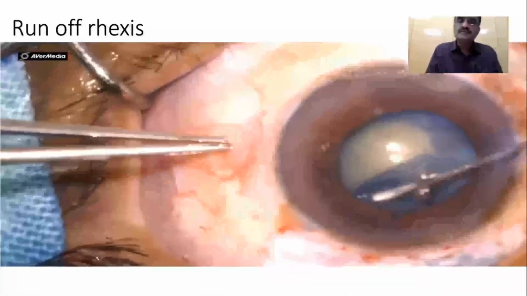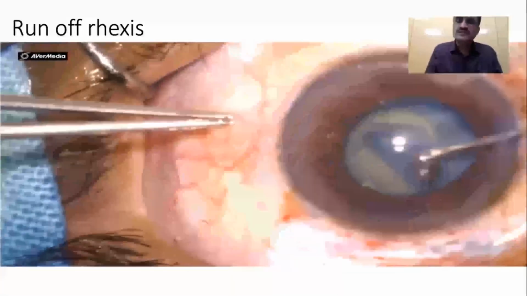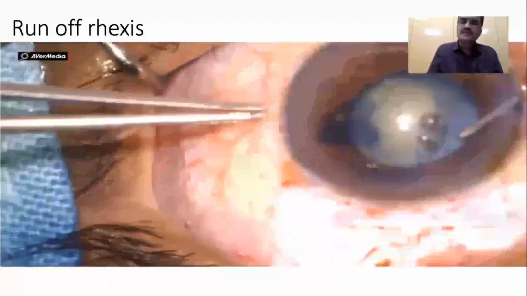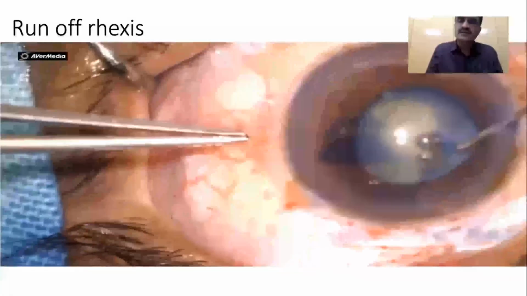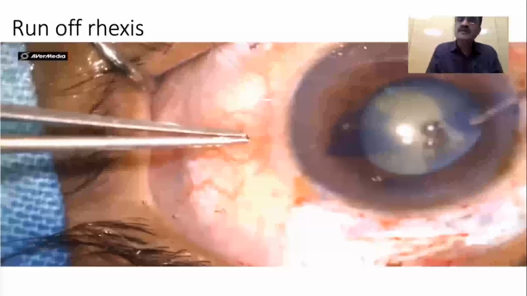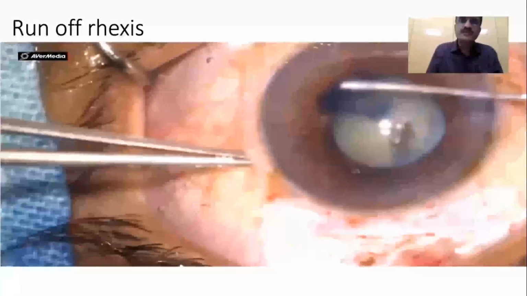Here the Rhexis runs off, almost 3/4 of the Rhexis is completed, and still you can salvage the Rhexis by making another cut there and completing it. Or sometimes you can do a spiral capsular Rhexis by making another cut all around.